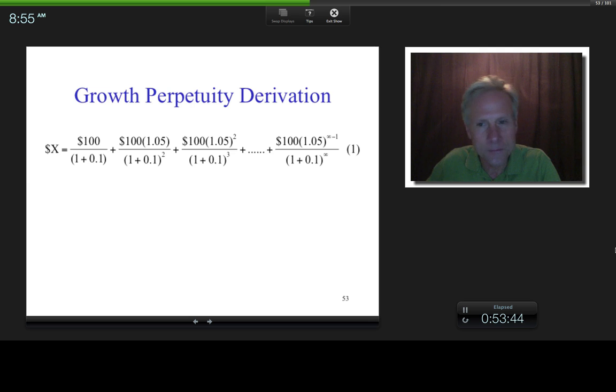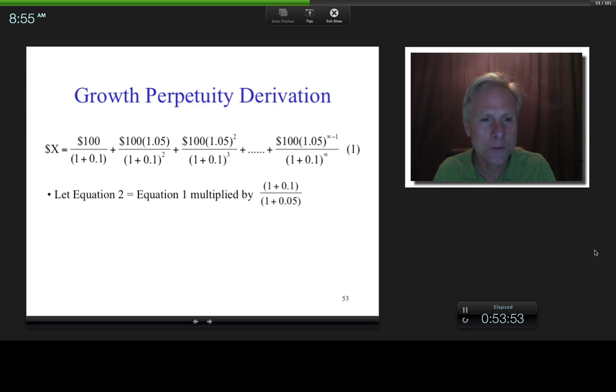People smarter than me figured out this technique. I think it's called recognizing the common factor or whatever. But I'm going to take equation 1 and multiply it by this guy right here, and I'm going to call that equation 2, okay?